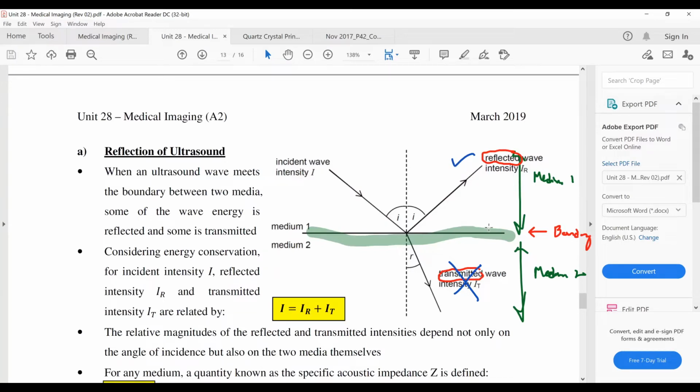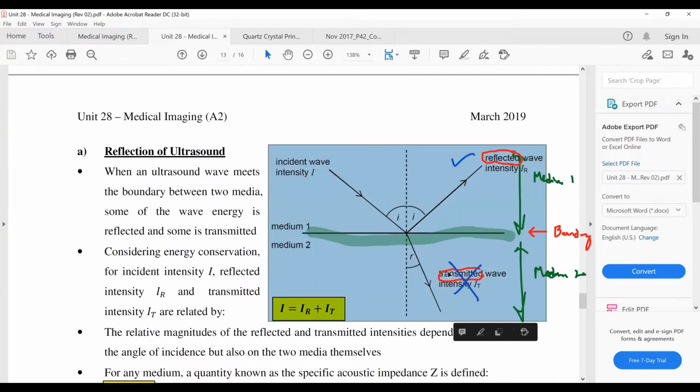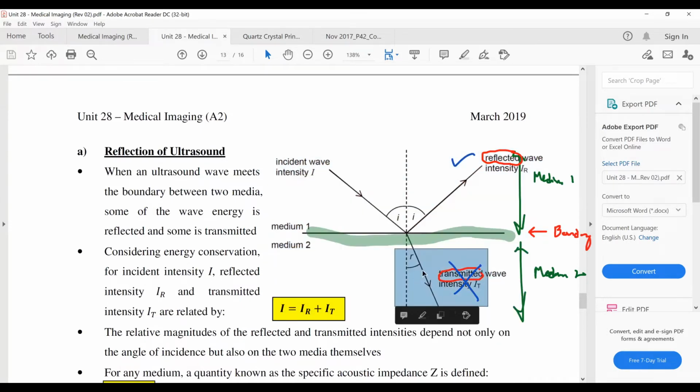So if you want to have very little intensity reflected, you see, there's a problem if you say that you want to use a very large intensity reflected. If your ultrasound comes here and you have a very large intensity reflected, that will mean that you would have very little intensity transmitted. Your ultrasound cannot go deep into your body structure or scan deeper into your body.